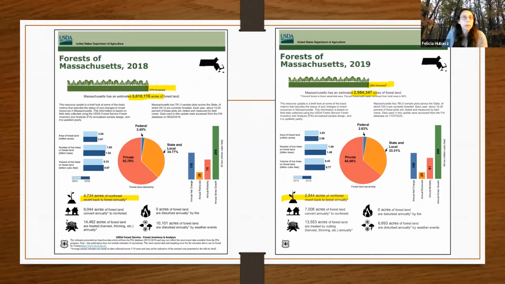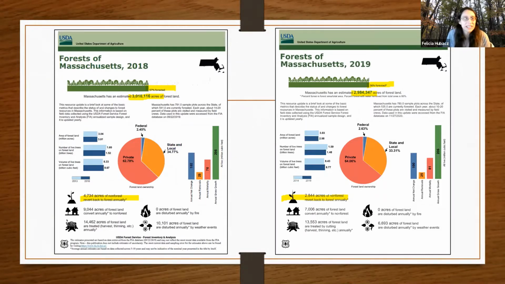One of the things I'd like to point out while we're here is that Massachusetts has, give or take, 3 million acres of forested land, and the majority of that is owned by private entities. More than half of all forested land in Massachusetts is owned by private landowners. That means anything can happen, because it's not permanently protected unless those landowners actually put that protection in place.